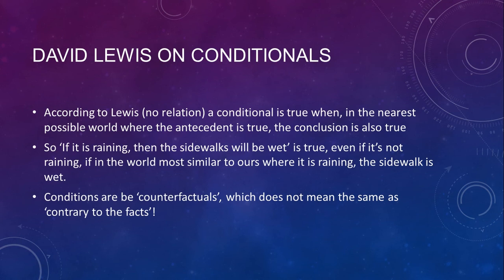And nearness in this sense, remember a possible world is really, we're talking about a list of statements. So he's saying in the possible world that's got a list of statements that's closest or most similar to the list of statements that describes our world, where if the antecedent is true, the consequent must also be true. So if it's raining, then the sidewalks will be wet, it's true, because in a world where you change nothing about the whole universe except whether it's raining outside right now, right, then the sidewalks would also be wet.